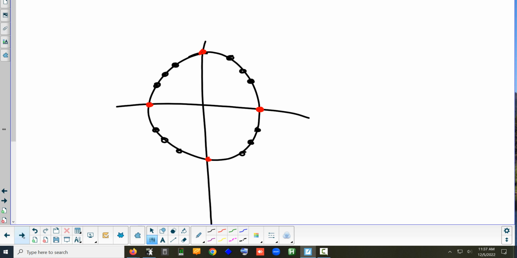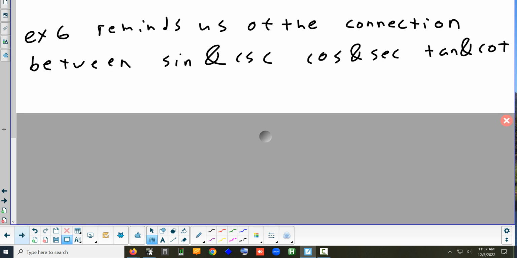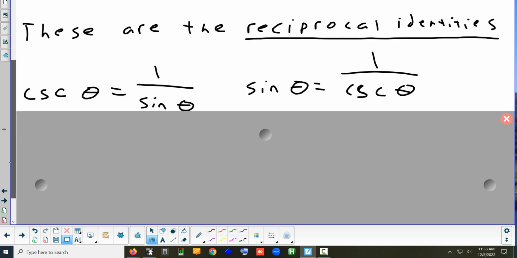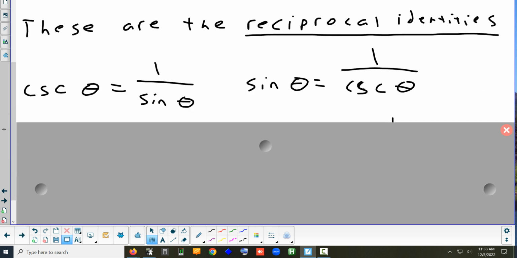So those last few problems we did, we saw a connection between sine and cosecant, cosine and secant, tangent and cotangent. And the connection was you flipped one to get the other. What's that called? Reciprocals, exactly. So these are what we call reciprocal identities. Reciprocal because you flip them. Identity because it's always true.